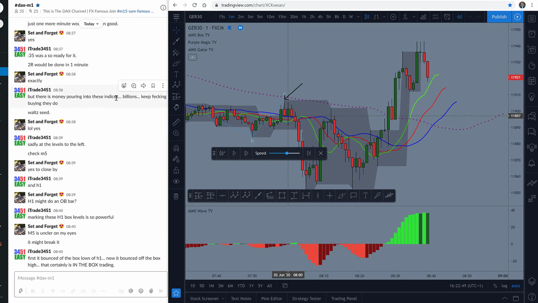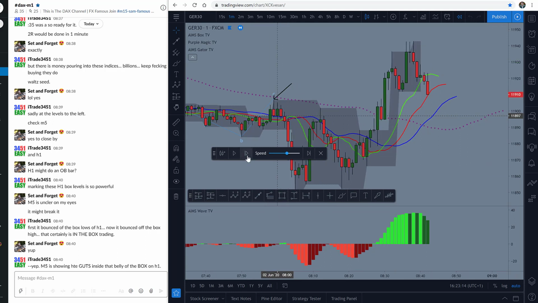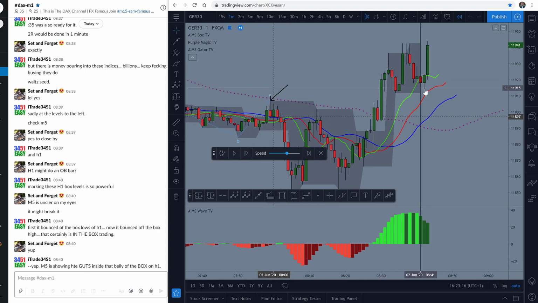And I said, but there is money pouring into these indices, billions. Billions and trillions are coming in. People keep buying. I talk about the Waltz seat, which is this one. And then, sadly, levels to the left, because there's a level on the hourly chart, boxes to the left. So it kind of brought price down. But as you know, it did it for a beautiful purpose. As you can see here, it was for this cherry. We went up. When price comes there, stop loss was at break even.